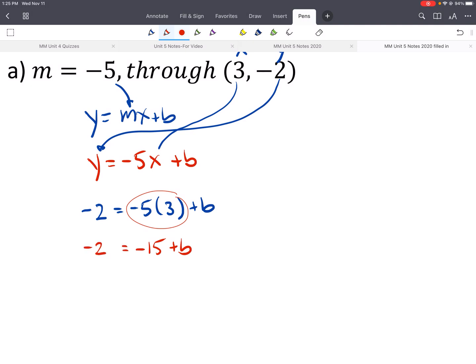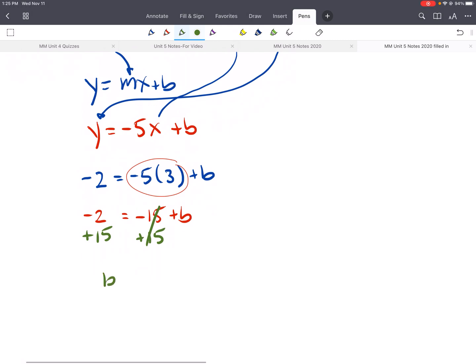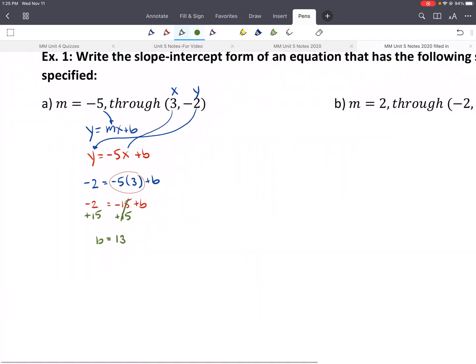On the other side, a -2. So we just need to add 15 to both sides. And we would get b is equal to 13. Okay? So now we found b, we could come up with our equation, and we could say, well, y is equal to m, which is -5, x plus b, that's plus 13, and we could come up with our equation that way.